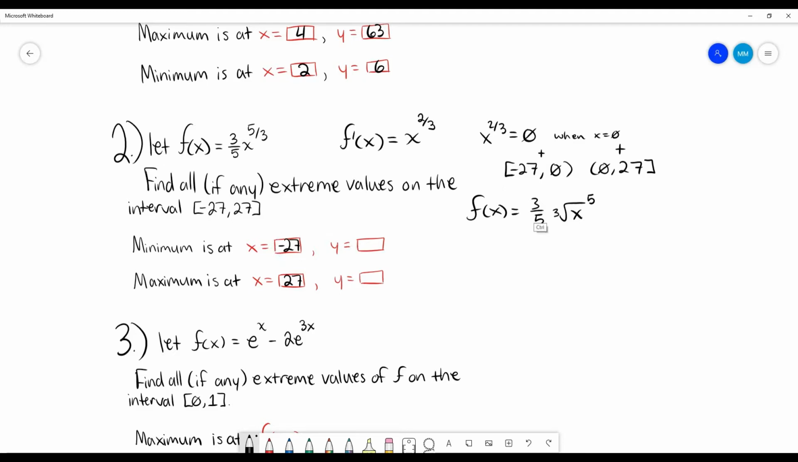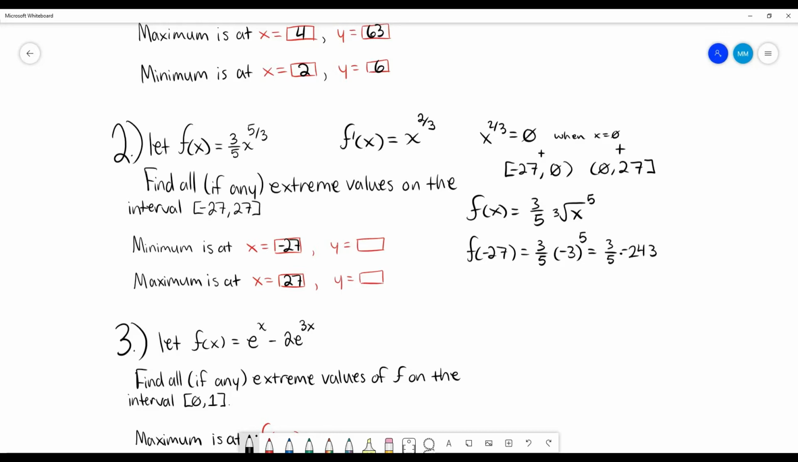And so now I plug in my negative 27 first. So f of negative 27 is going to be 3/5 times the cube root of negative 27, which is going to be negative 3, to the 5th power. That's a tricky one. Let's see. I know that 3 to the 3rd is 27. 3 to the 4th is 81. So 3 to the 5th is going to be 243, and this is going to be a negative, so it's going to be 3/5 times negative 243.